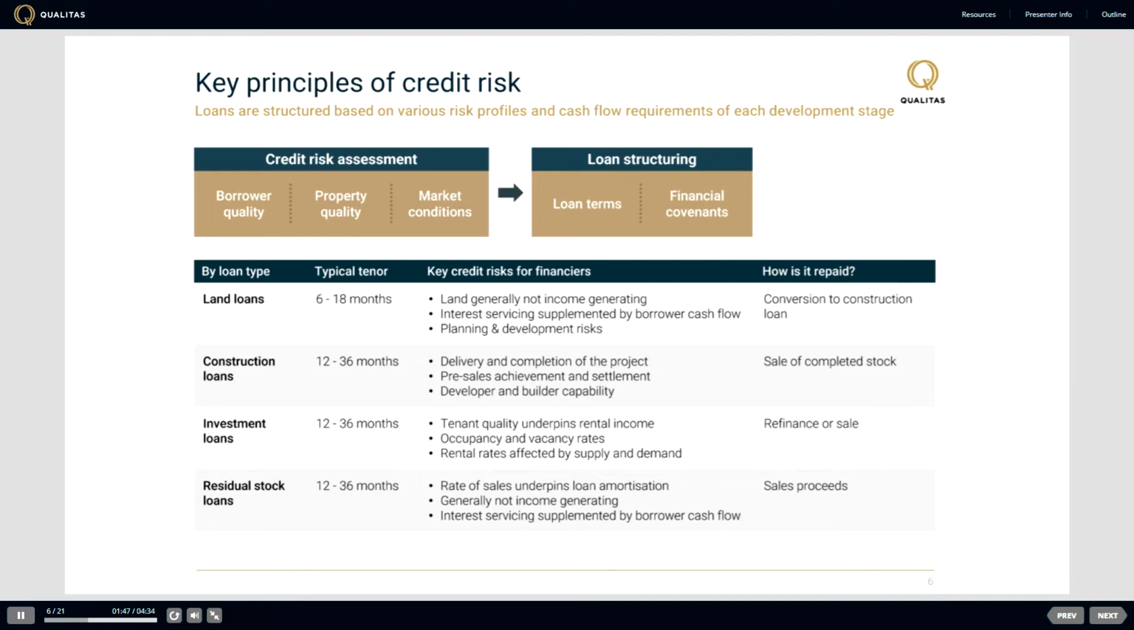Each loan type will have its own key areas of credit risk. Land loans are generally not income generating, so closer attention to other interest servicing sources, which include borrower or guarantor cash flow, is required. Land loans also have the greatest planning risks, as each milestone achievement or failure of the development approval can impact property value significantly.